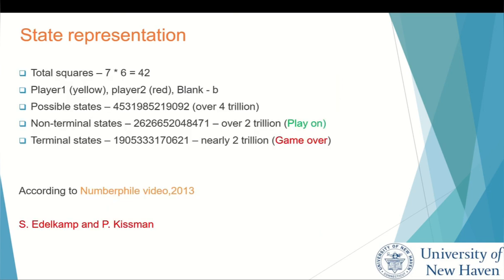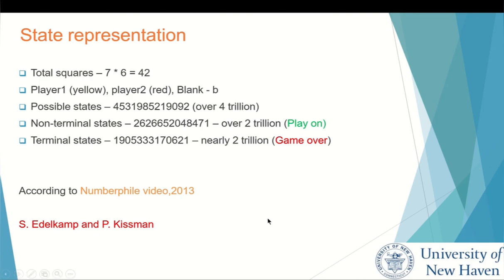State representation. The state representation for this game is a grid consisting of 7 columns and 6 rows. The total cells in this game will be 42 and there will be 2 players, player 1 and player 2. Until either player places a token in the grid, a cell is in the blank state, called blank B. The total number of possible states for this game is over 4 trillion. According to the Numberphile video published in 2013, S. Edelkamp and P. Kissmann both calculated the number of possible states for this Connect-4 game. The possible states calculated are over 4 trillion.